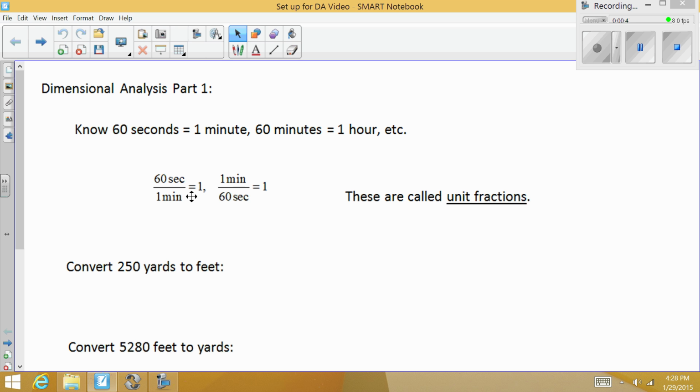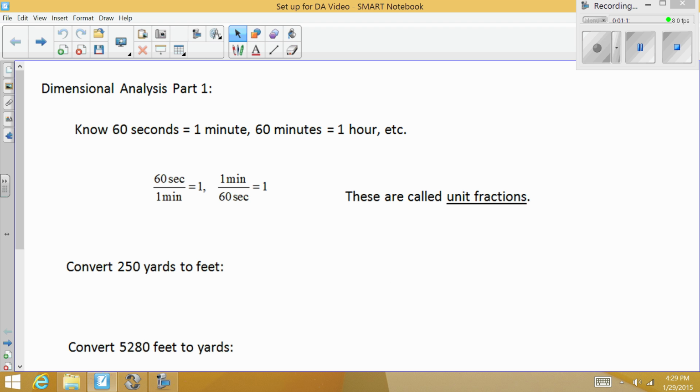They're equivalent. The numbers, of course, 60 and 1 are not equivalent, but with the units attached, 60 seconds is equivalent to 1 minute, and that equals 1. 1 minute over 60 seconds is also equal to 1, again, because we've got an equivalent amount divided by an equivalent amount. We call these unit fractions unit because they're equal to 1. We can write all sorts of different unit fractions.